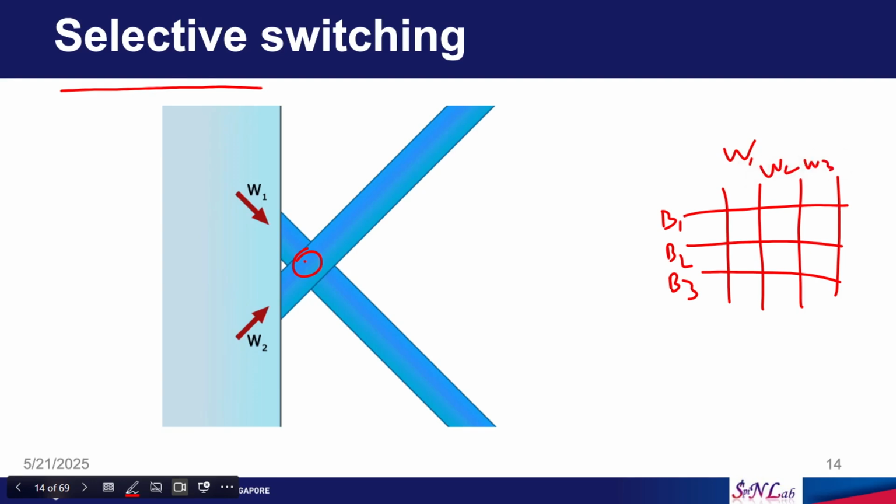Okay, let's say you want to write information on the MTJ here. This MTJ is the one you want to target. So you want to make this say from 0 to 1. You want to write information 1 here. So what do you do? You send current through this wire B2, then you send current through this wire W3.